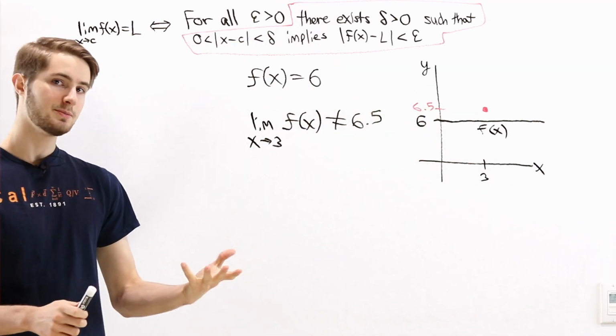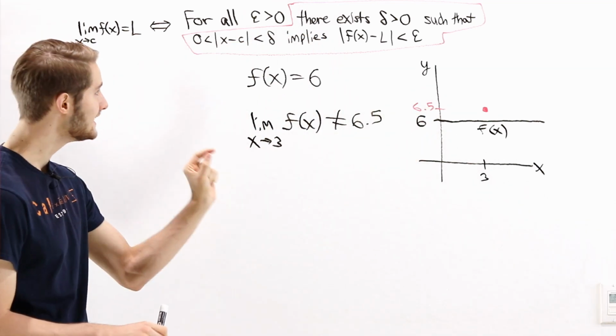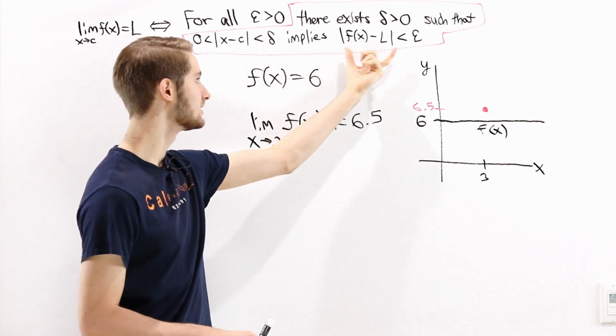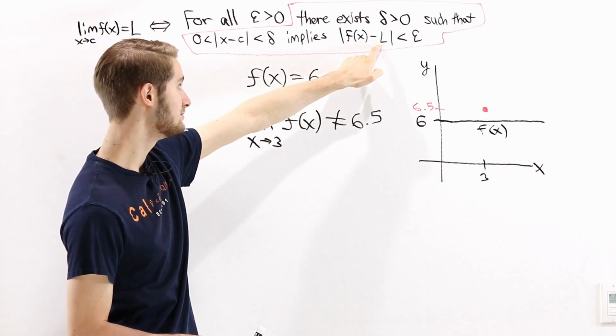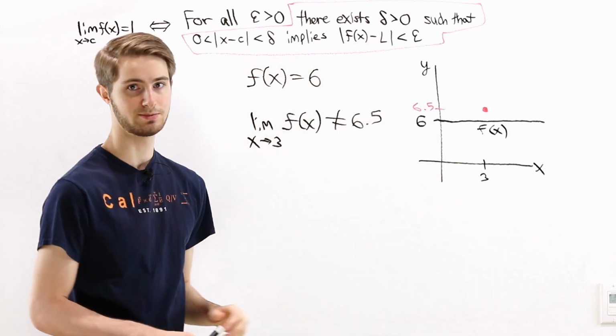Now, when we look at the epsilon-delta definition, really the key part of this definition is the last statement right here. The distance from f of x to the limit value L is less than epsilon.